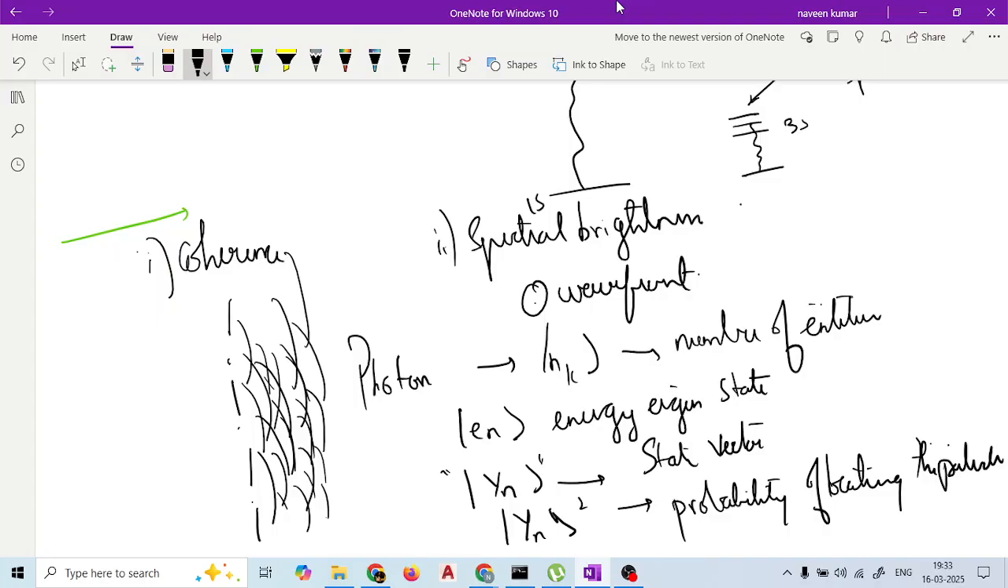And then, in order to define this more precisely, we are going to take a look at what exactly these two different properties, coherence and spectral brightness, have to do with it. So coherence can be defined in the following manner.